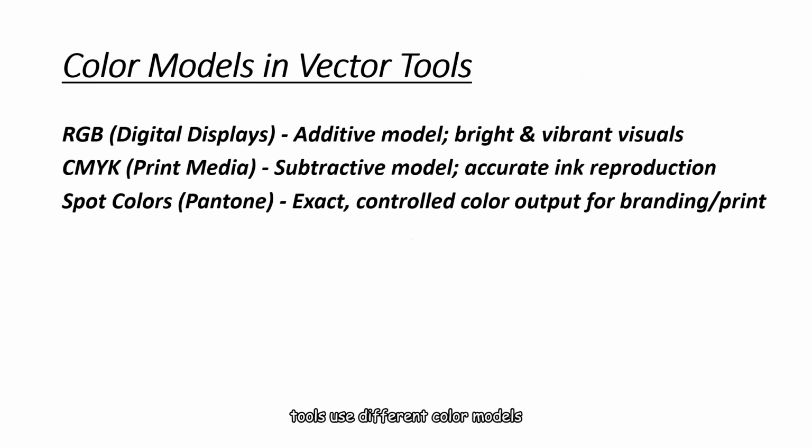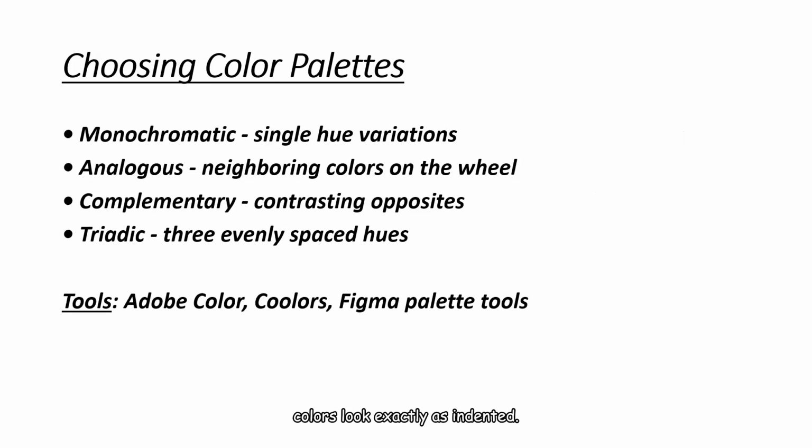Vector design tools use different color models depending on whether our work will be displayed digitally or printed. RGB is used for screens and digital content. CMYK is used for printing because it represents how inks mix on paper. Spot colors such as Pantone shades are used when we need exact, repeatable results, especially in branding or packaging. Choosing the right model ensures our colors look exactly as intended.